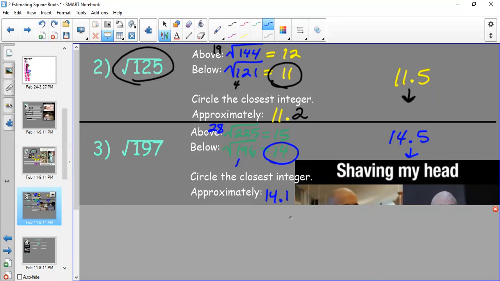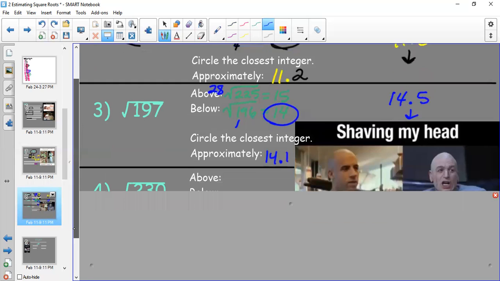And if I use my calculator to see what the square root of 197 is here, it says the actual answer is 14.035, so about 14.04. So 14.1 was a pretty good guess.